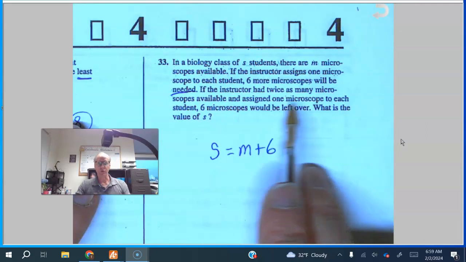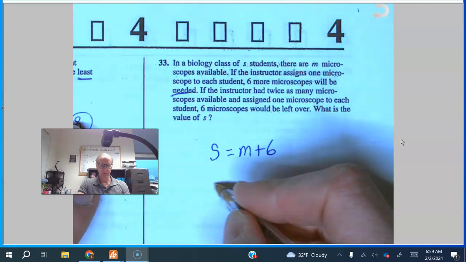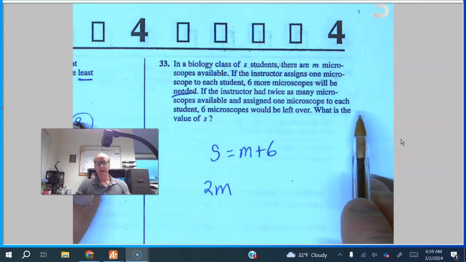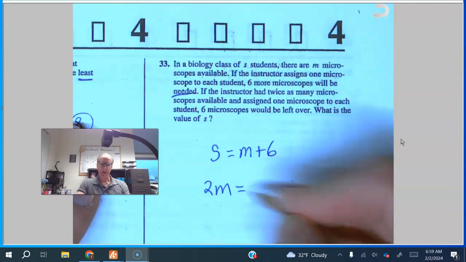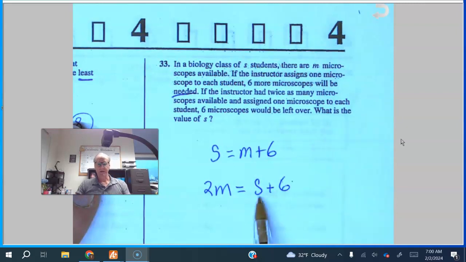If the instructor had twice as many microscopes available, and assigned 1 microscope to each student, so this time he has 2M available, and assigned 1 microscope to each student, 6 microscopes would be left over. This time it's 6 extra, so it's going to be S plus 6. There would be the number of students, plus we would have 6 left over.